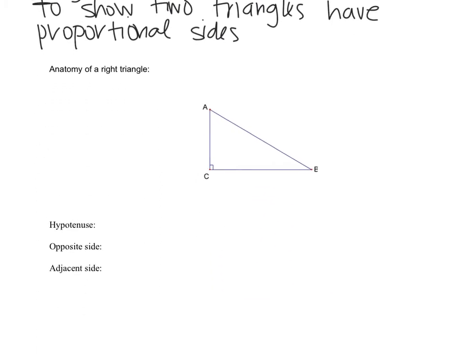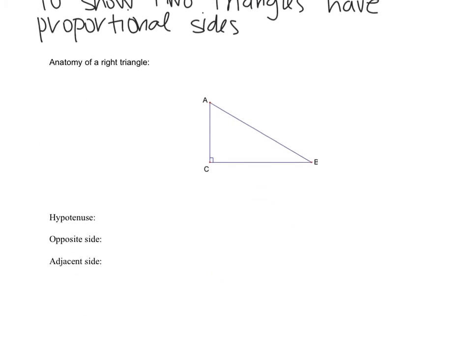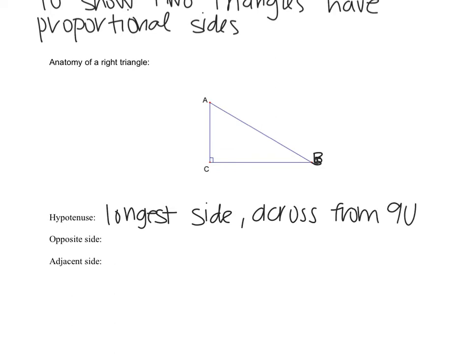So let's take a look at a right triangle with sides A, B, and C. First, we want to talk about the hypotenuse. And as you recall from the Pythagorean theorem, the hypotenuse is the longest side, and it is across from the 90-degree angle. So in our triangle, side AB is the hypotenuse.